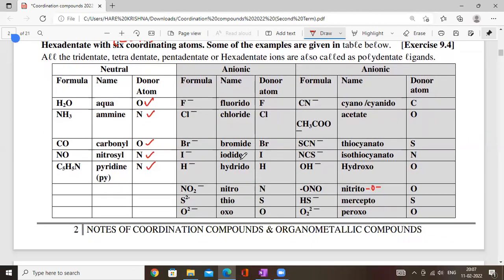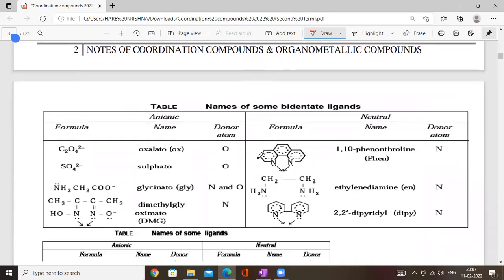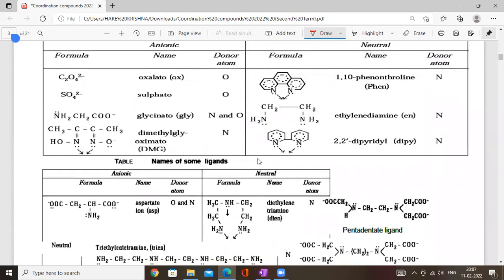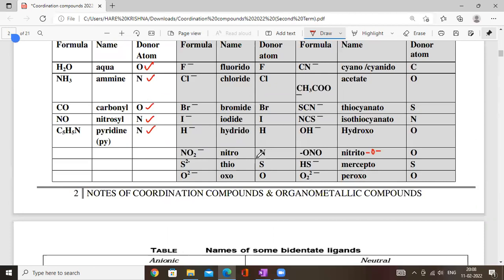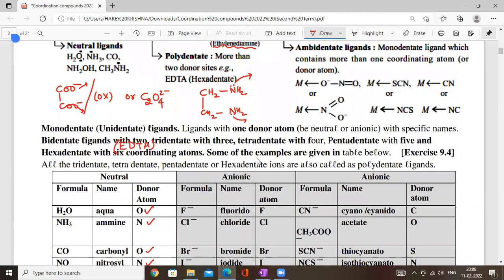These are a few examples of monodentate, neutral and anionic ligands. Then, as I said, we have already done oxalate ions. We have done sulfate, glycinato, DMG, dimethylglyoxime. We have done phenanthroline. Ethane-1,2-diamine again is abbreviated as en. We have already done this, that here it is called en.